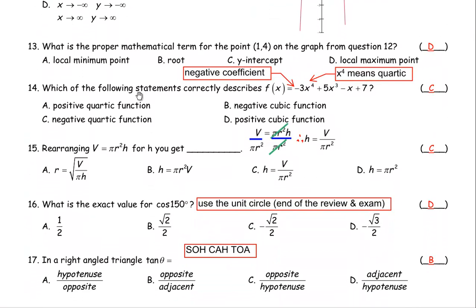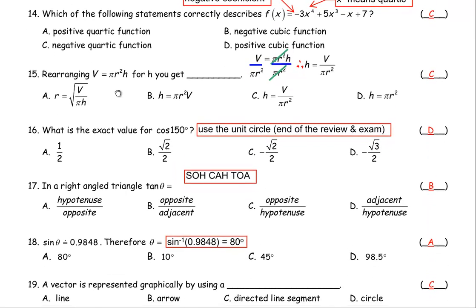For number 14, which of the following statements correctly describes this function? And you look at the highest power of x term, or whatever the variable is. Since the leading coefficient is negative, it's a negative function, and the x to the power of 4 means it's quartic. And that doesn't always have to be listed as the first term, so we could have the highest power of x somewhere through here. Okay, so don't just look at the first term, but that is where the largest power of x is. And so that would be called a negative quartic function, which is answer C.